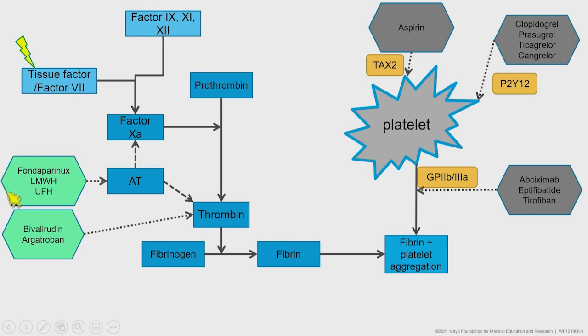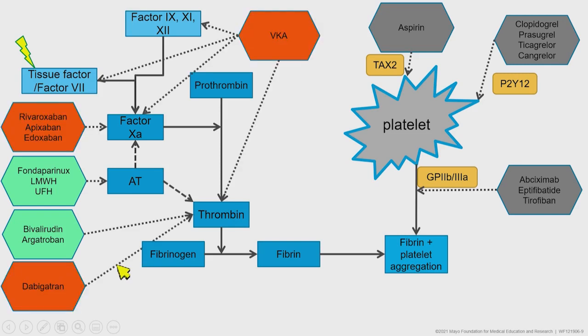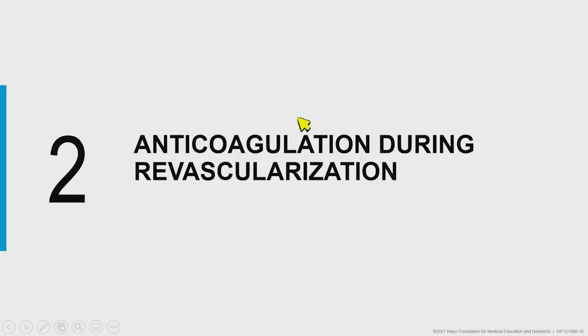Remember also where the anticoagulants act. These are our IV or parenteral anticoagulants: fondaparinux, low molecular weight heparin, and unfractionated heparin acting at the level of the antithrombin, and bivalirudin and argatroban acting directly on thrombin. And our oral anticoagulants are in orange, and we have a direct thrombin inhibitor, anti-10A inhibitors, and vitamin K antagonists, which work on all the vitamin K dependent proteins.